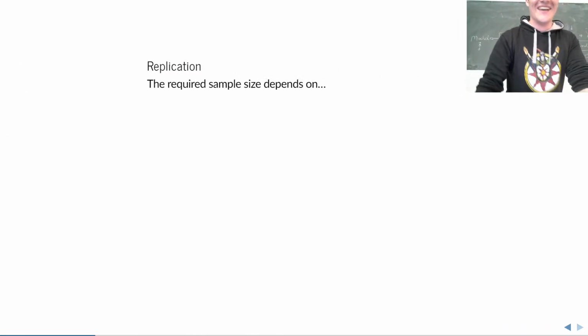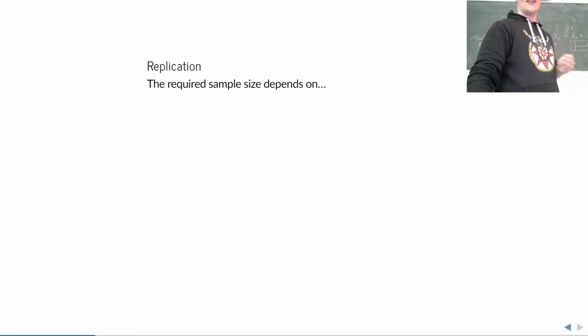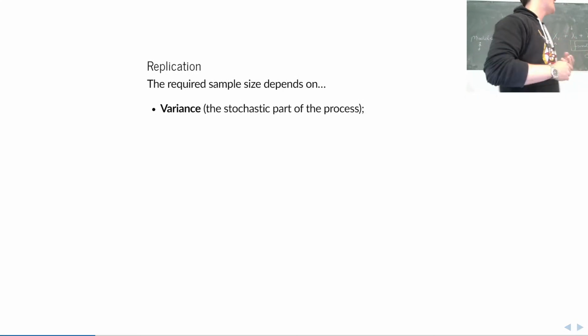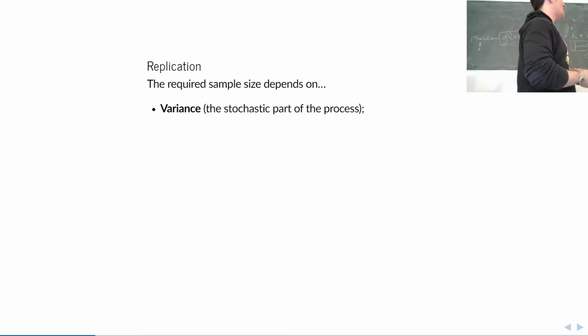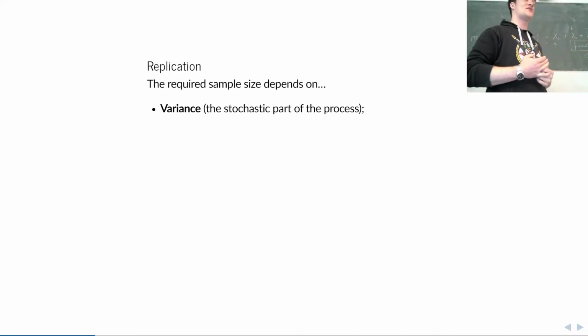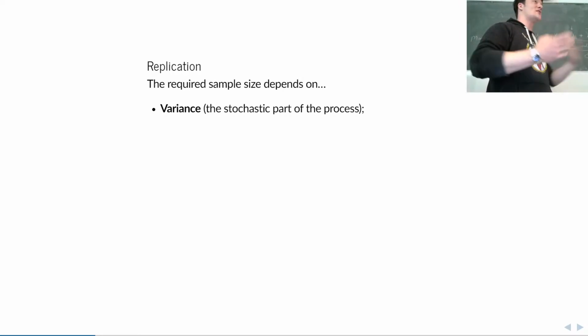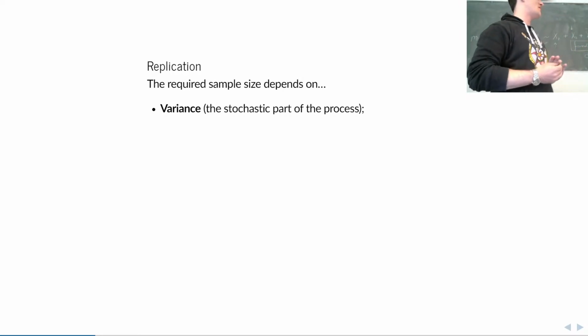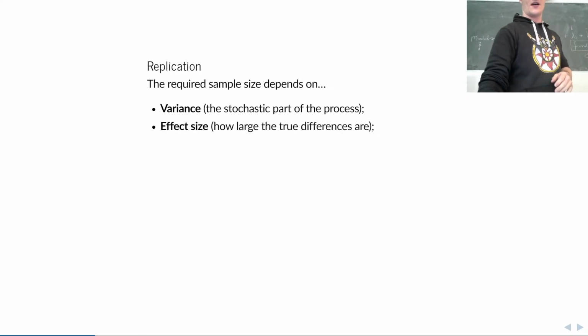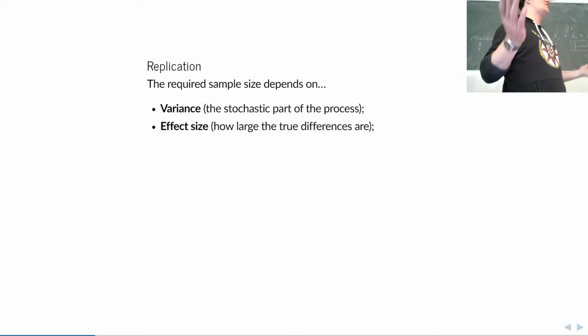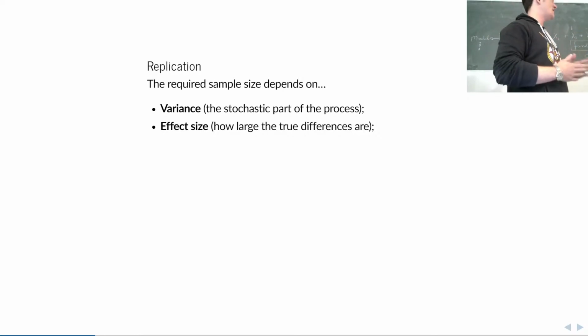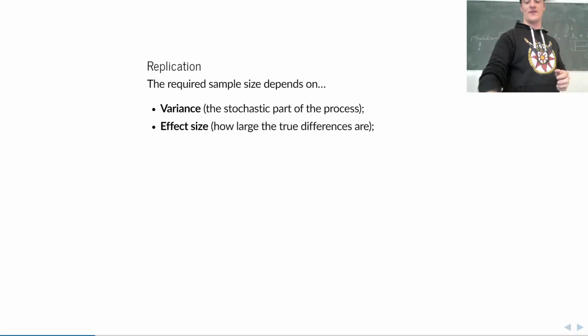The required sample size depends on the number of true replicates, and the things that increase the number of true replicates that you need are, first, the variance of a process: to what extent do individual observations differ from each other? Second, the effect size: if you're studying a difference that is really large, it's easier to demonstrate, so you need a smaller sample size to do it.